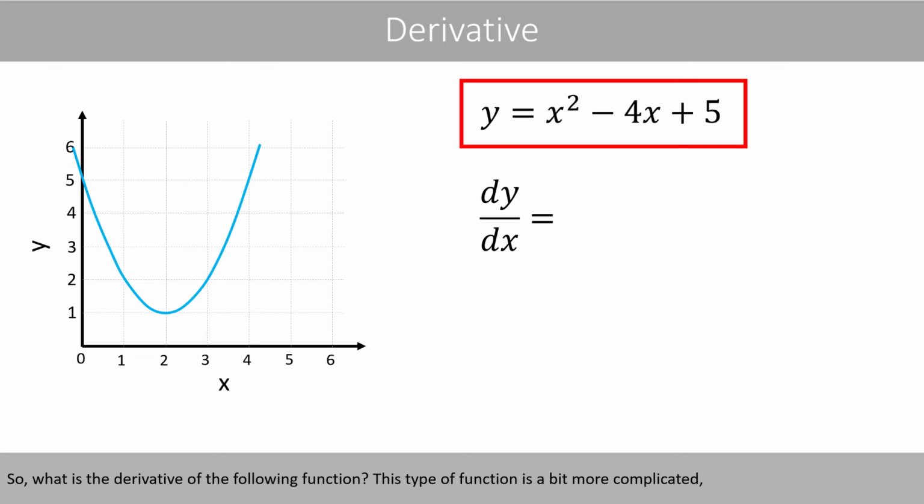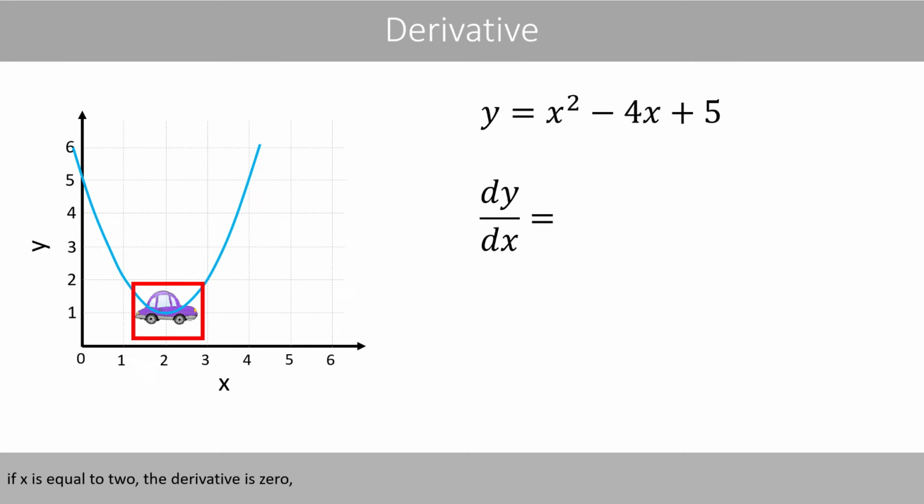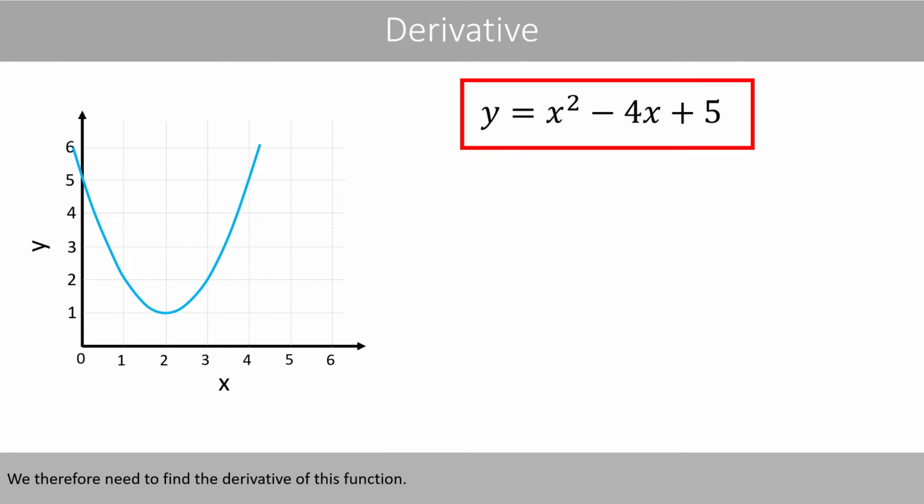So, what is the derivative of the following function? This type of function is a bit more complicated, because the derivative depends on the value of x. If x is less than 2, the derivative is negative. If x is equal to 2, the derivative is 0. And if x is greater than 2, the derivative is positive. We therefore need to find the derivative of this function.